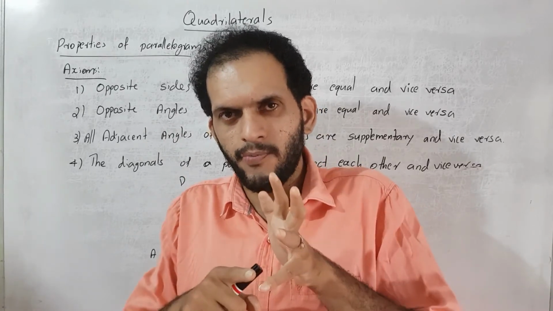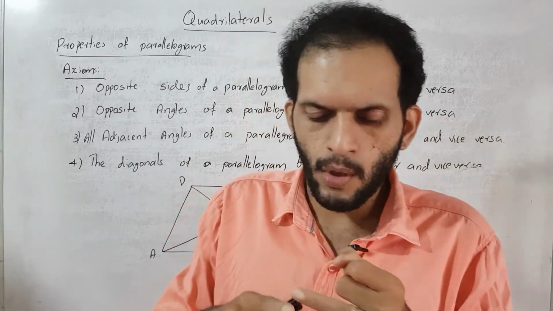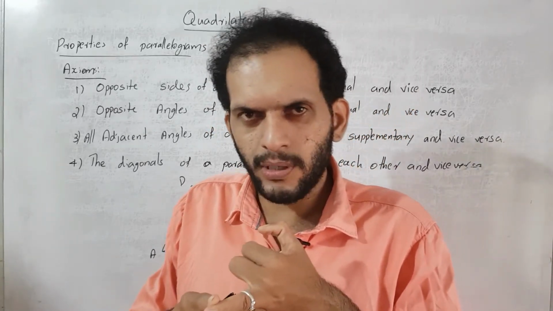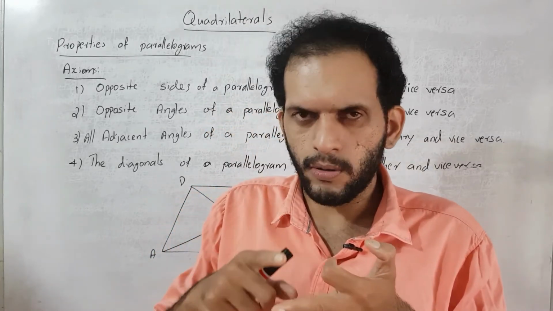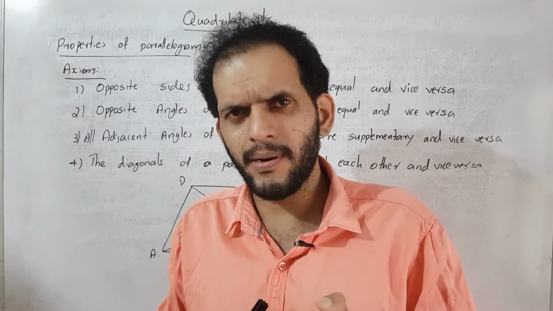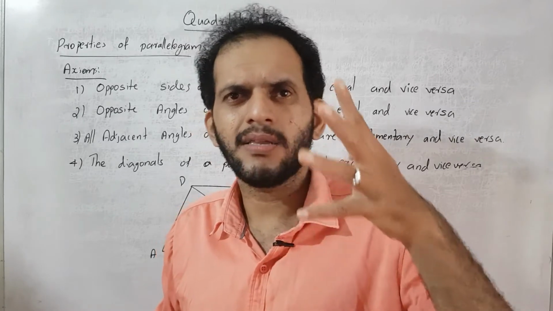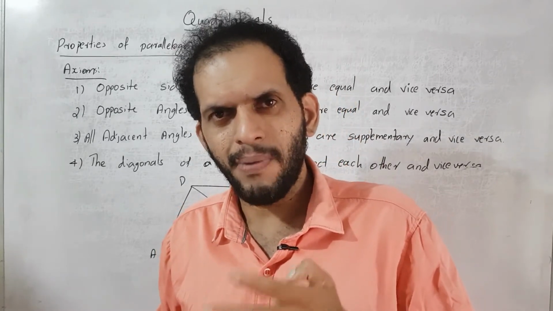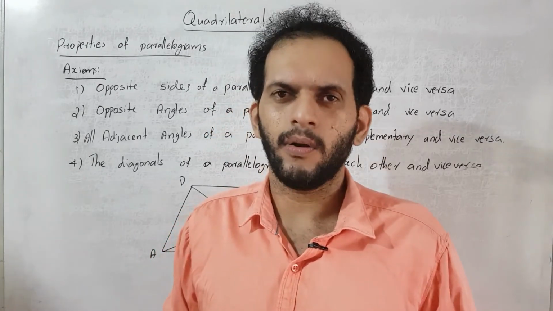The first one: if we get that the opposite sides are equal, then the quadrilateral is a parallelogram. Or if we get that the opposite angles are equal, then the given quadrilateral is a parallelogram. Or if all adjacent angles are supplementary, then the given quadrilateral is a parallelogram. Or if the diagonals of a quadrilateral bisect each other, then the given quadrilateral is a parallelogram.